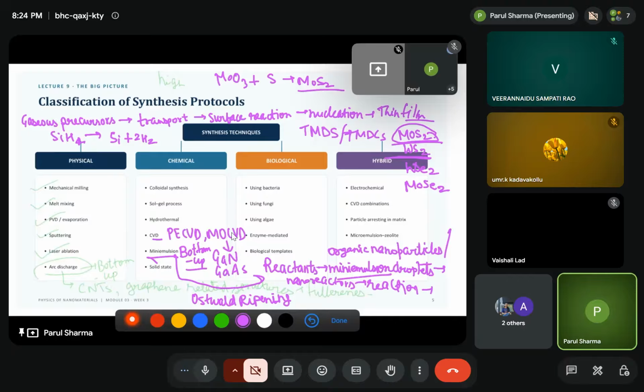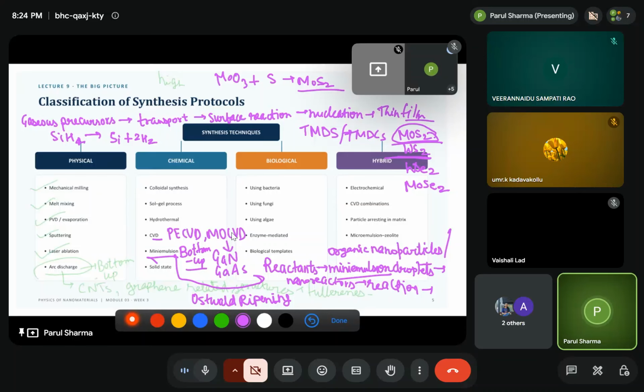So this was a bottom up method in which we were dispersing one liquid as very small droplets in another immiscible liquid. So this was the bottom up process. Then the next is solid sets.